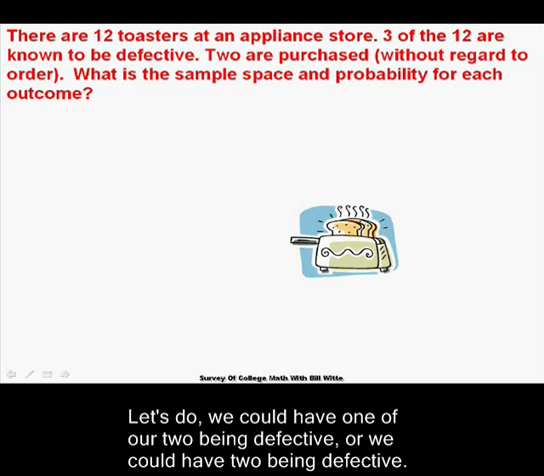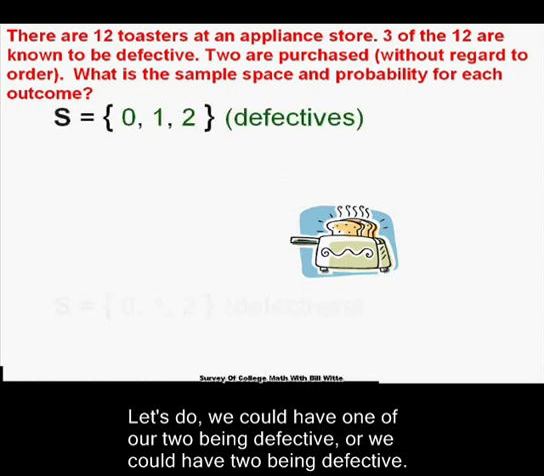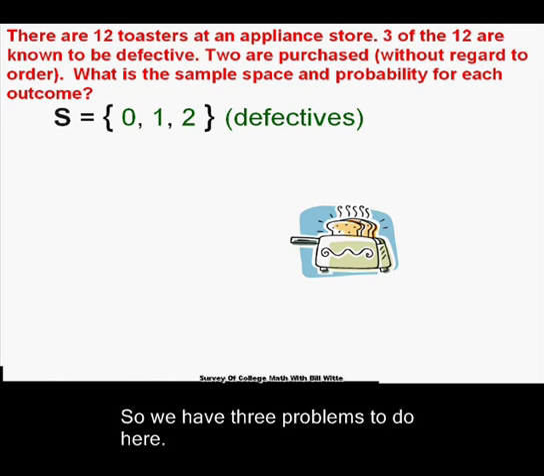Okay, well, let's start out finding out what the sample space is. What are all the possible outcomes with no limiting restrictions that can happen when we purchase 2 of these 12 toasters? I hope you appreciate we can have none defective, we can have one of our two being defective, or we can have two of our two being defective. Boy, that would be a hugely unlucky situation, but it could happen. Okay? So we have three problems to do here.